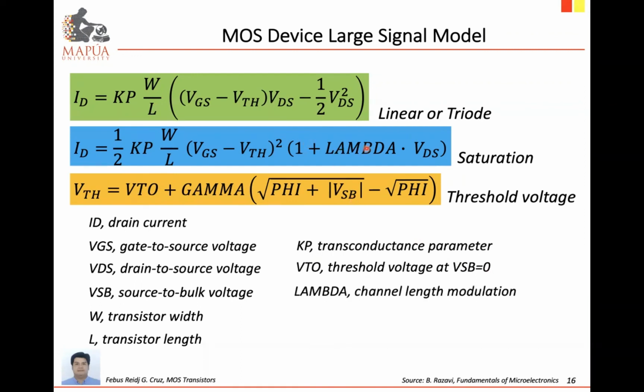Then you have lambda, that is the channel length modulation parameter. Gamma is the body effect parameter. And P is the voltage or the surface potential during the strong inversion when we already formed a channel under the gate layer. All right, are the equations clear to everybody?